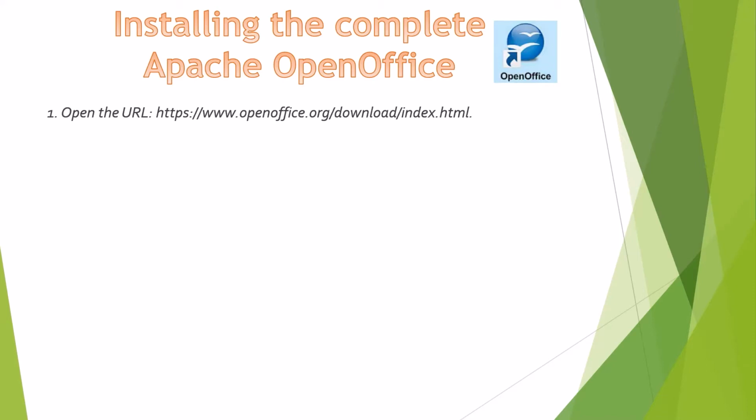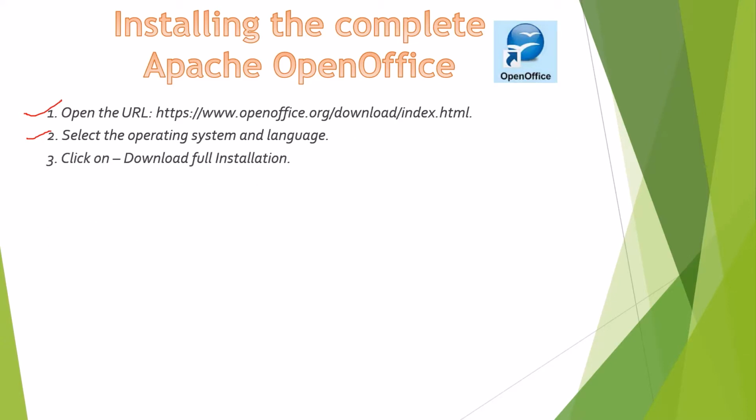Now, as in the previous video we only learned to open the application, here we are also going to study how to install the complete Apache OpenOffice, and with it all the software like word processing software, spreadsheet software, presentation software, etc. all come. So first of all, you have to open the file that is given here. Then you have to select the operating system and the language according to your system. Then click on the option Download Full Installation.